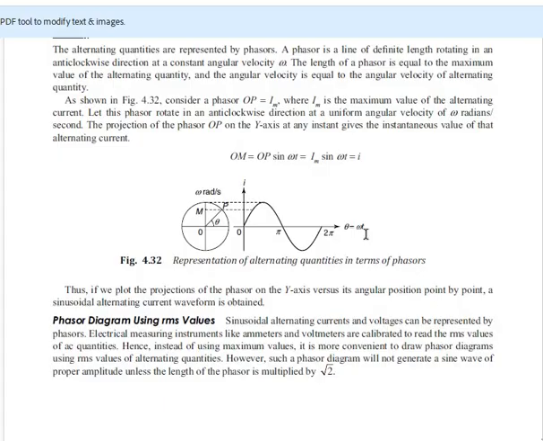Where Im is the maximum value of the alternating current, let this phasor rotate in an anticlockwise direction at a uniform angular velocity of omega radians per second. The projection of the phasor OP on the y-axis at any instant gives the instantaneous value of that alternating current.